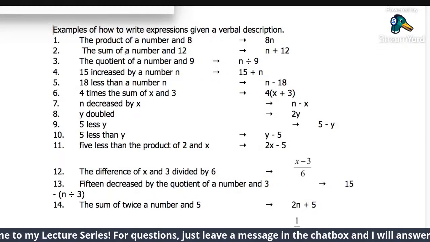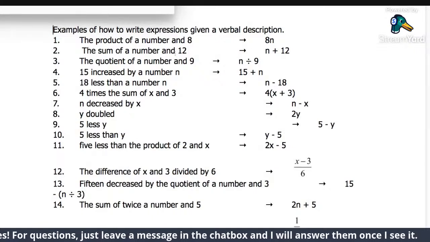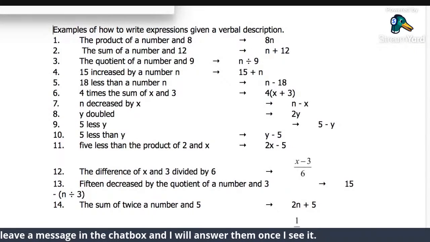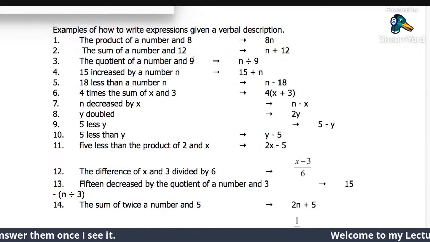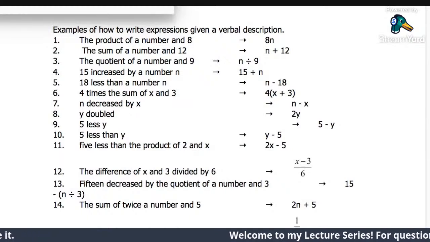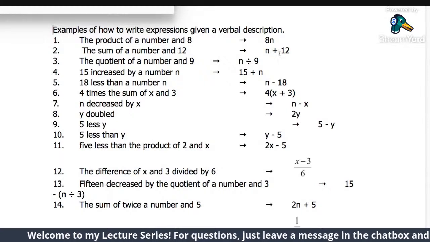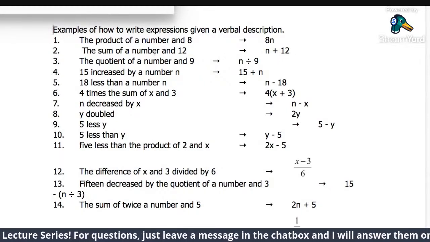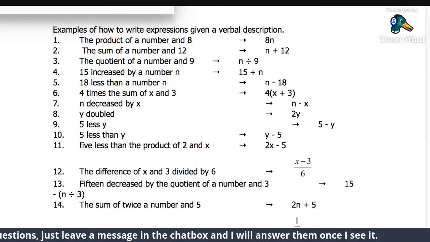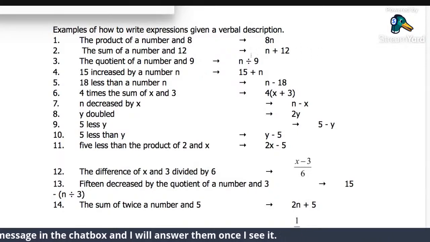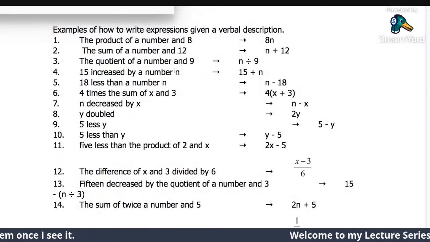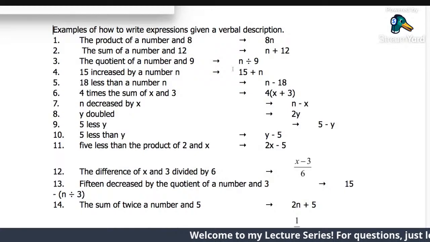Then we have number 2, the sum of a number and 12. A number again, and since we talk about sum here, it involves the addition operation. So a number could be n, could also be a, b, c. In this case, n plus 12. The sum of a number and 12 is n plus 12, or a plus 12, or y plus 12, or k plus 12. And then we have the quotient of a number and 9. So that's n divided by 9.